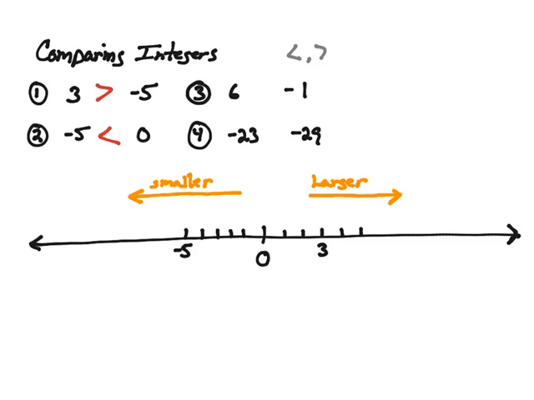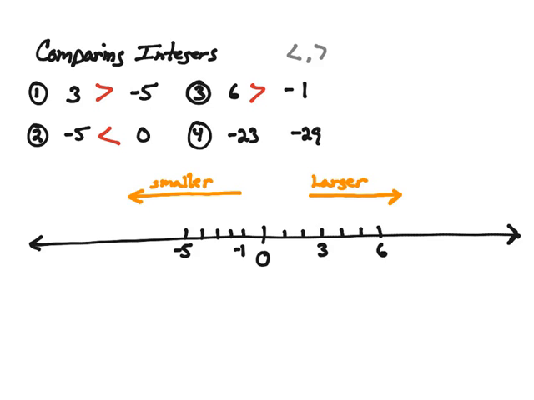All right? So the next number is 6. So let's go ahead and put 1, 2, 3, 4, 5, 6. 6 is here. -1 would be right there. Again, 6 is to the right of -1, so therefore it's going to be greater than.